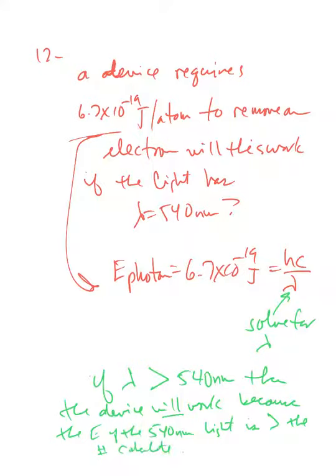However, I don't have enough room to write this here, but if the wavelength you calculate is less than 540, it won't. What that means is that if you calculate that this wavelength is less than 540 nanometers, 540 nanometer light won't be energetic enough to make it work.